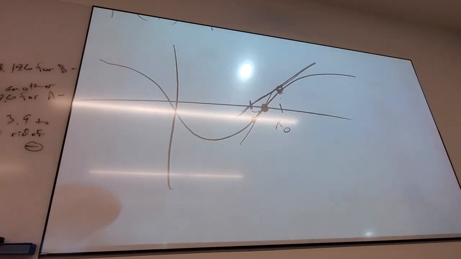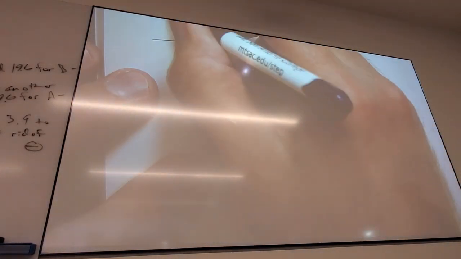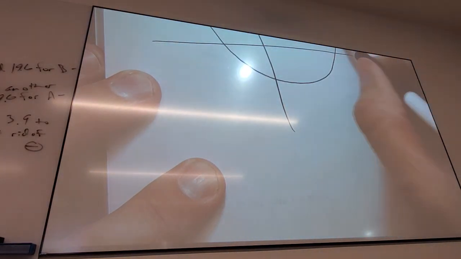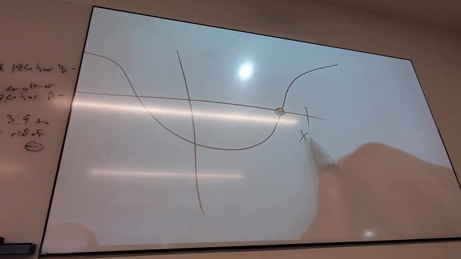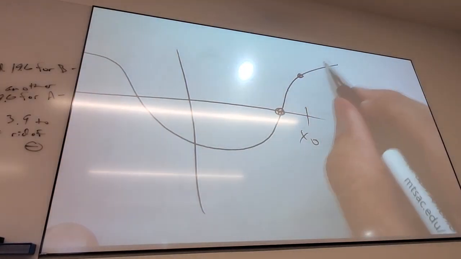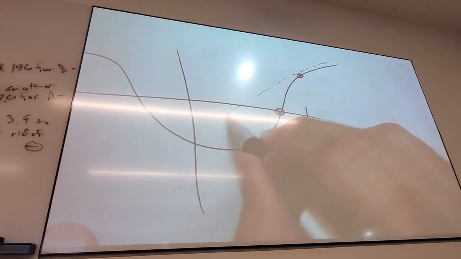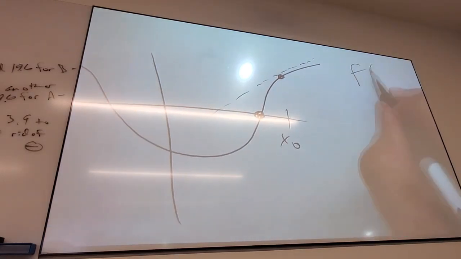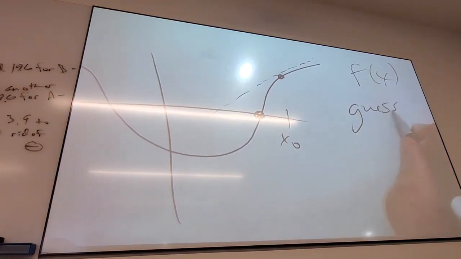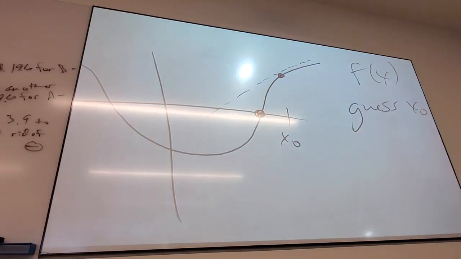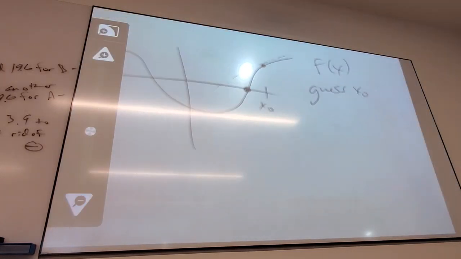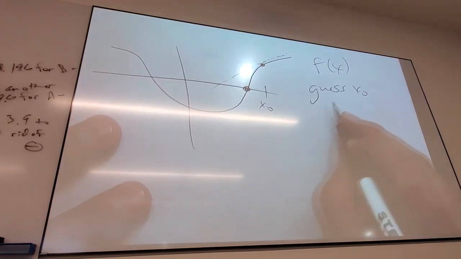So that first step. Let me do this again. I've got my function, it looks like this, and I want to know this intercept. I give it a guess, and I want to calculate the tangent line at that point. What do I need to know to get the tangent line? You know the point? Good. So what is the point?